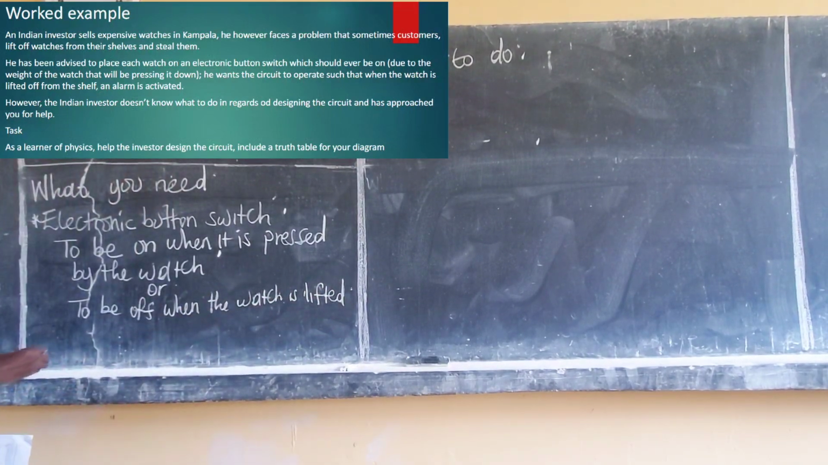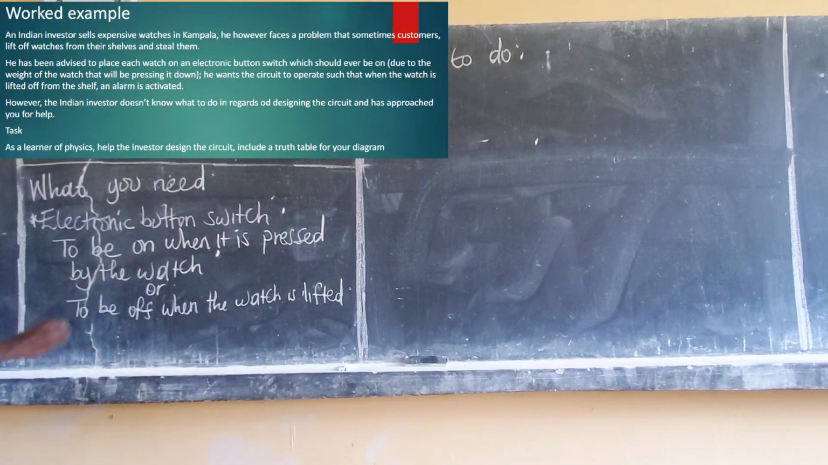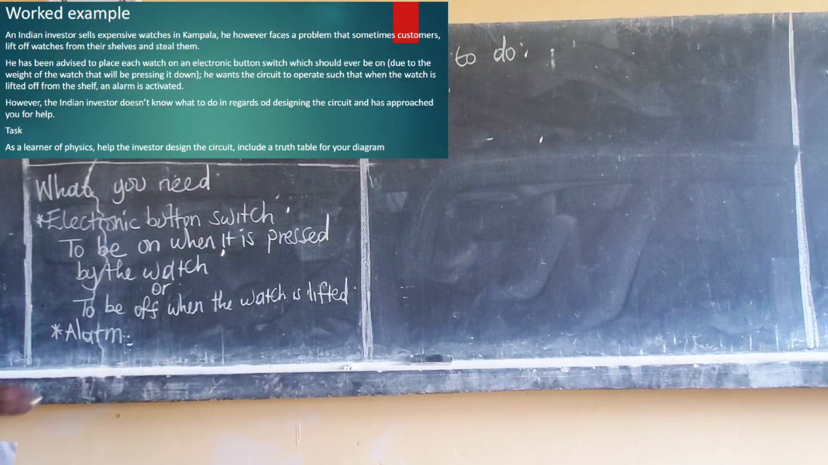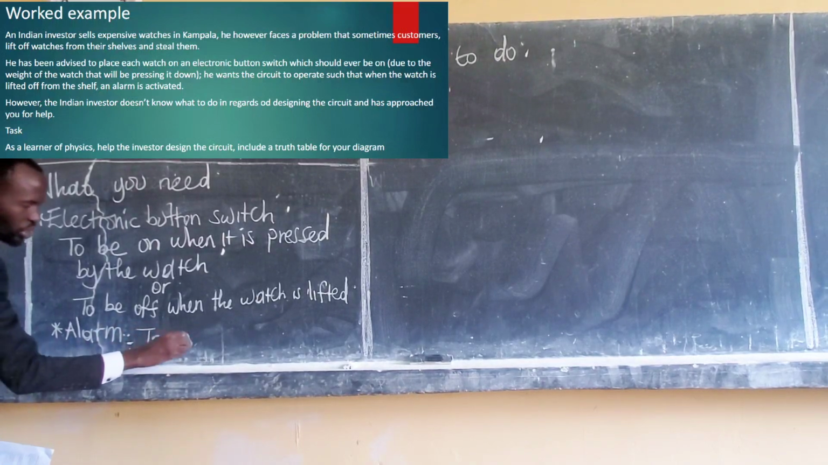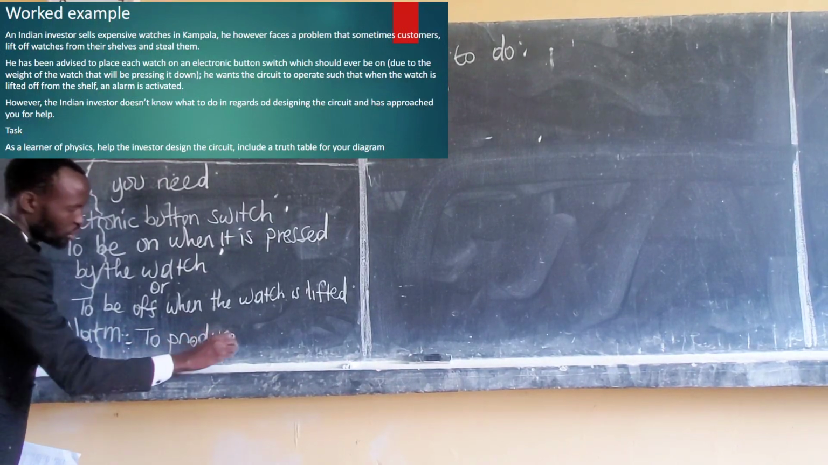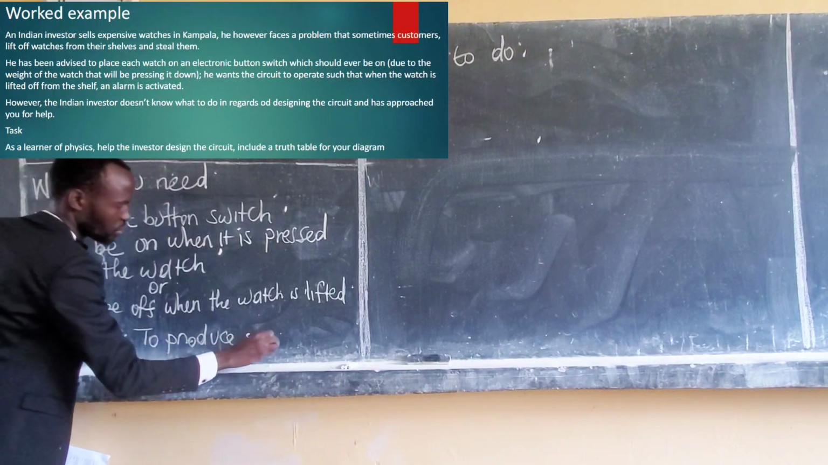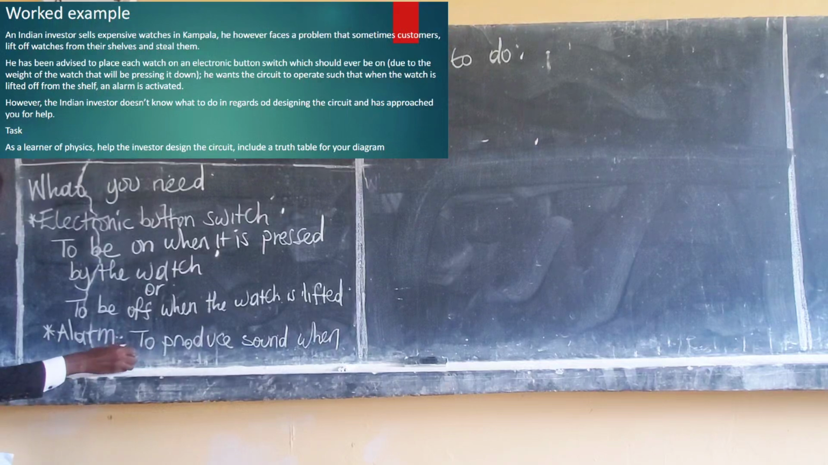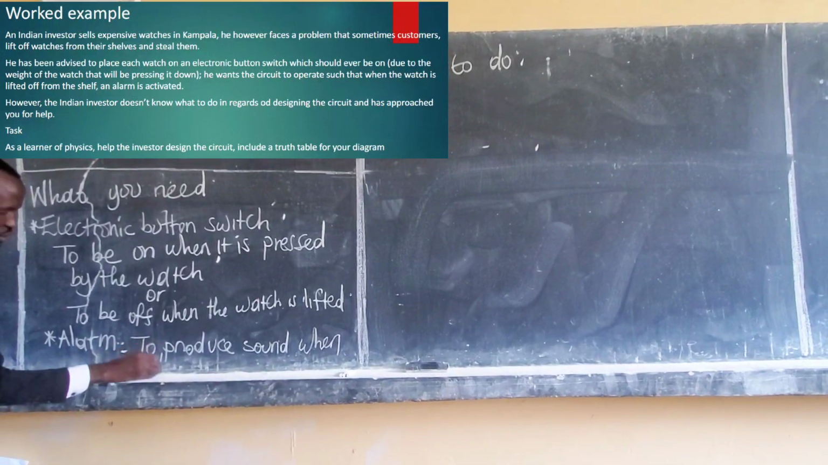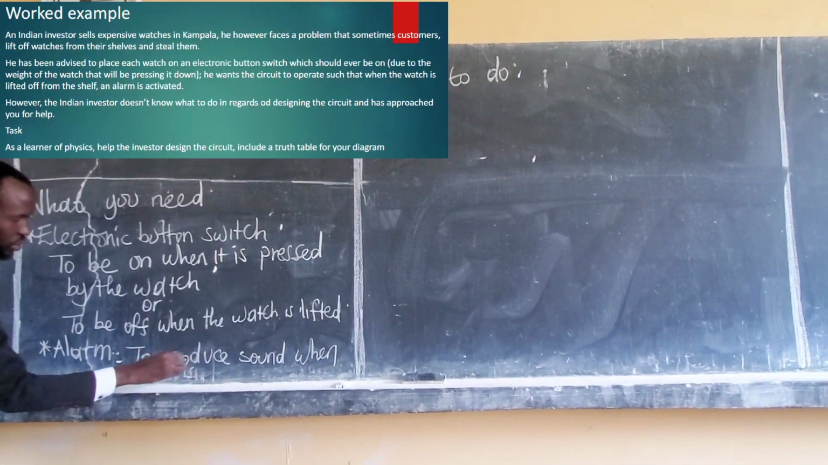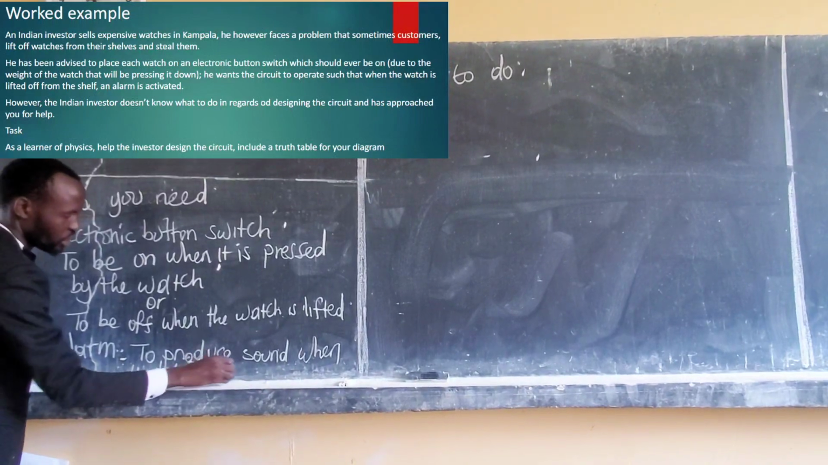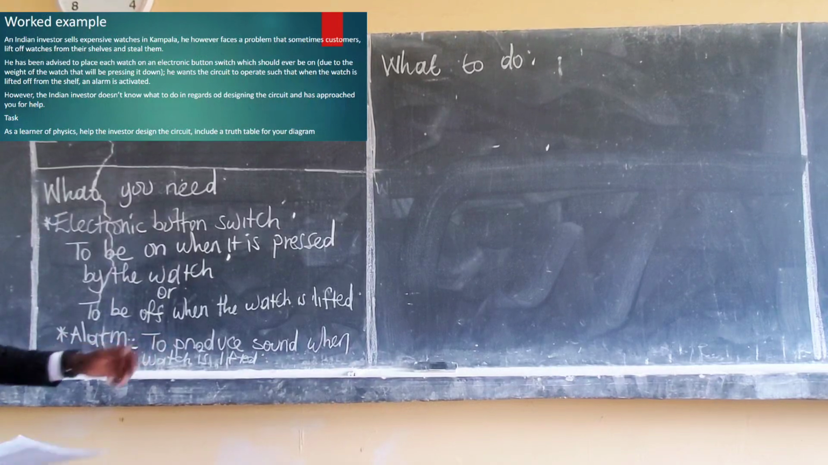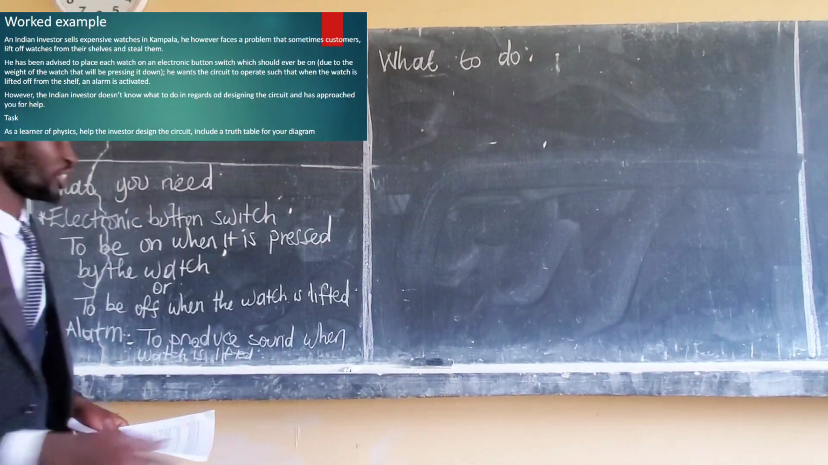What else do we need? We need an alarm. What is it for? To produce sound when the watch is lifted. So the alarm is going to produce sound when the watch is lifted.